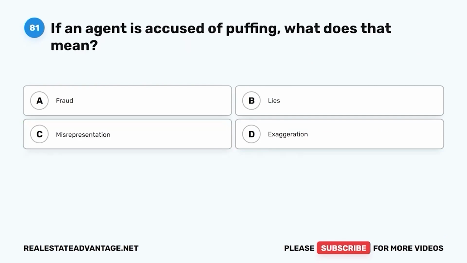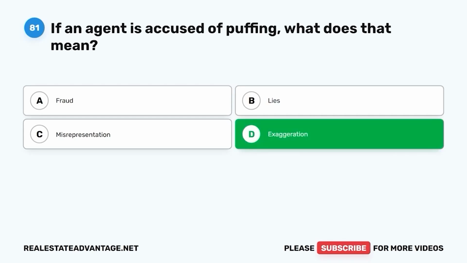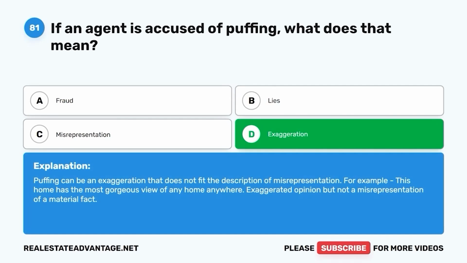situation. Question 81. If an agent is accused of puffing, what does that mean? A, fraud, B, lies, C, misrepresentation, D, exaggeration. The correct answer is D, exaggeration. Puffing can be an exaggeration that does not fit the description of misrepresentation. For example, this home has the most gorgeous view of any home anywhere. Exaggerated opinion, but not a misrepresentation of a material fact.